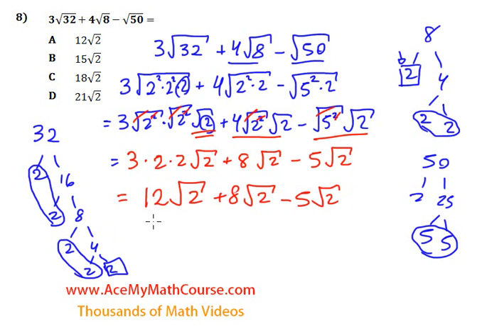These all can be essentially combined because they're like terms. They're all multiplying the square root of 2. 12 plus 8 is 20. 20 minus 5, 15. So we get 15 root 2. And that's it. So the answer is B.